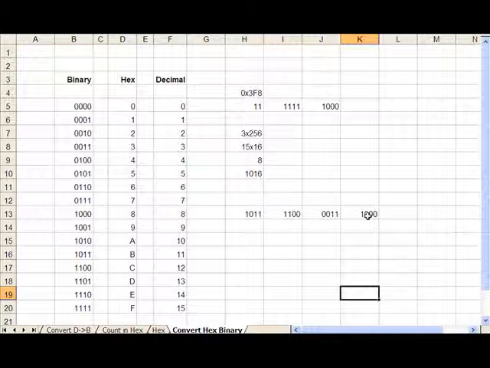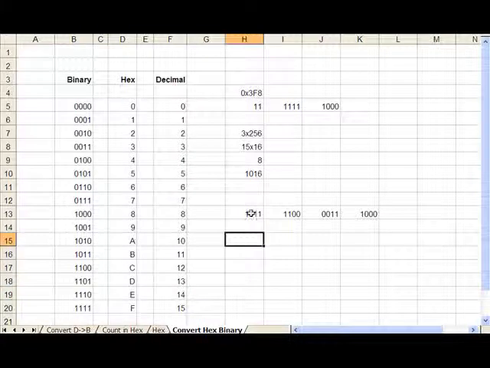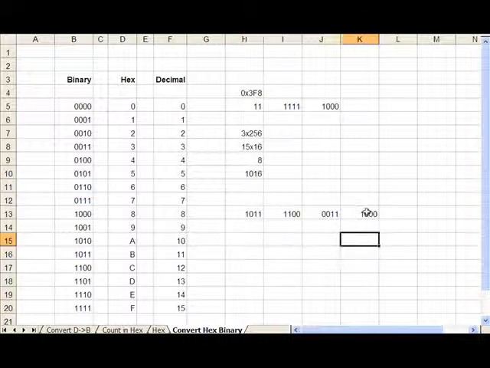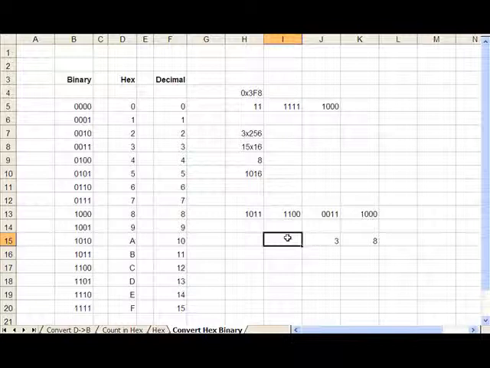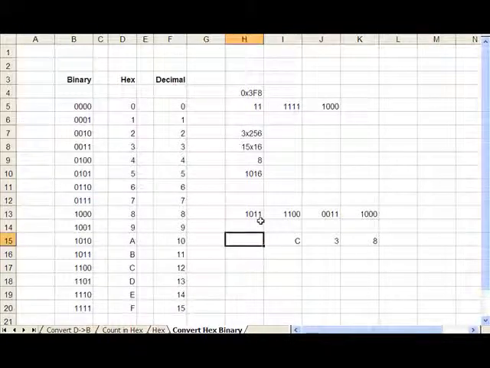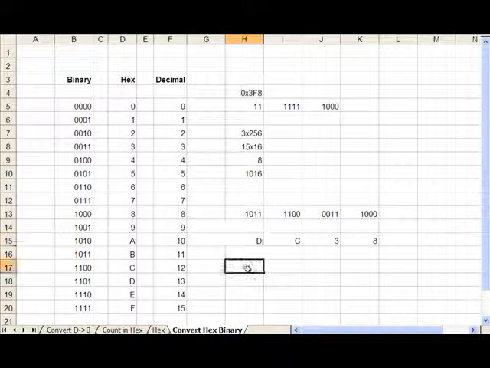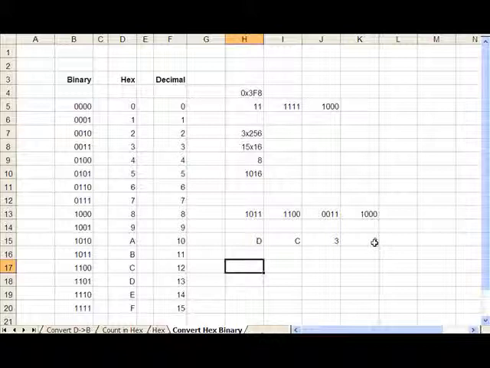This is all one value, one big binary number, and when we convert it to hex, we can convert it 4 bits at a time. So let's do the least significant 4 bits first. 1000 is the value 8 in hex, so let's put an 8 there. 0011 is 1 and 1 2, which is 3. 1100 is an 8 and a 4, which is 12, but in hex we're going to write C. And 1011 is an 8, a 4, and a 1, which is 13, but in hex we're going to write D.